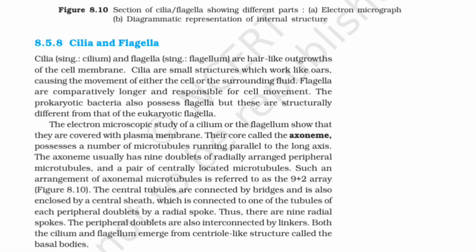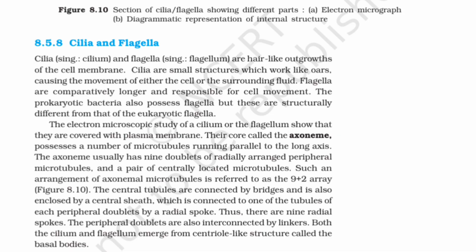Cilia and flagella. Cilia (singular, cilium) and flagella (singular, flagellum) are hair-like outgrowths of the cell membrane. Cilia are small structures which work like oars, causing the movement of either the cell or the surrounding fluid. Flagella are comparatively longer and responsible for cell movement. The prokaryotic bacteria also possess flagella, but these are structurally different from those of the eukaryotic flagella.